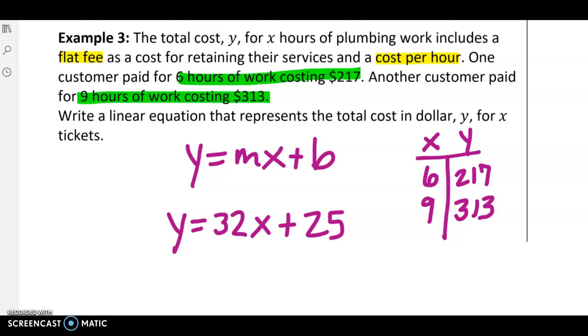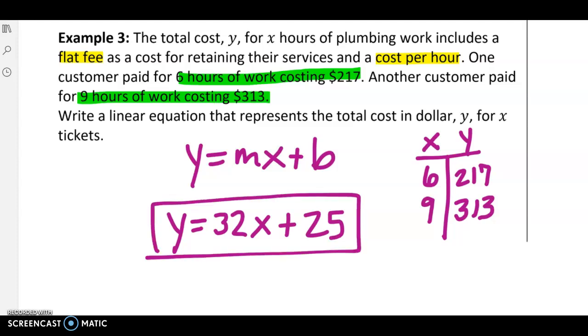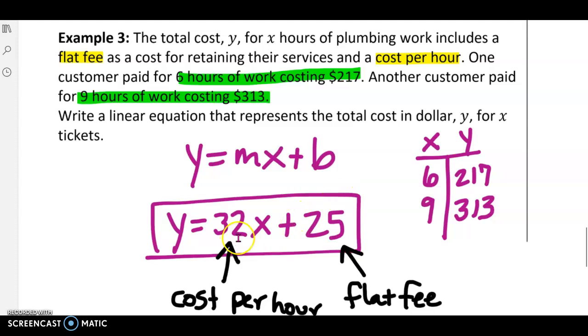This is the final answer, but let's remember what it means. This is the cost per hour. And this is the flat fee they were referring to. The reason that the 32 is the cost per hour is because x is the number of hours. You take 32 and you multiply it by x, the number of hours, and you'll get your cost. And then you add that flat fee that you pay one time onto it. Okay? All right, let's go over the last two examples.